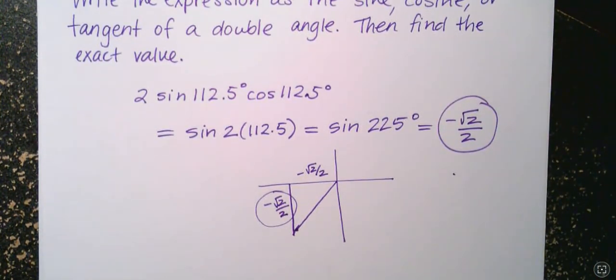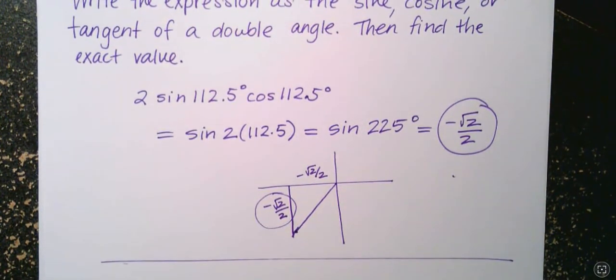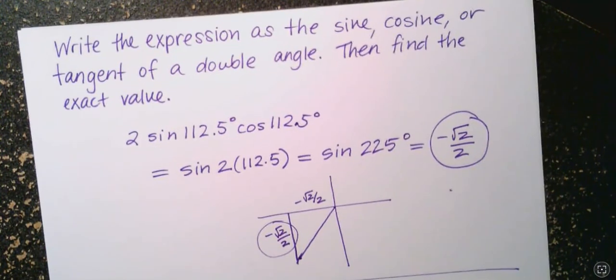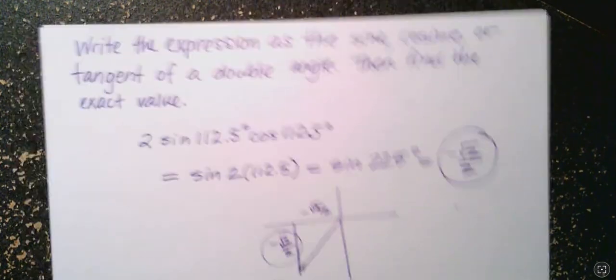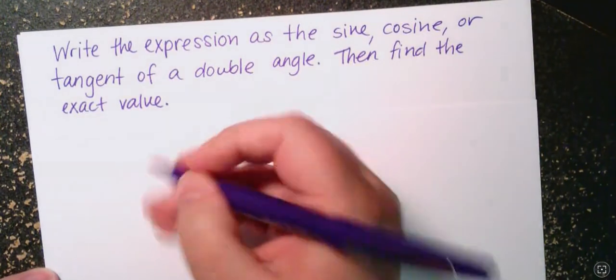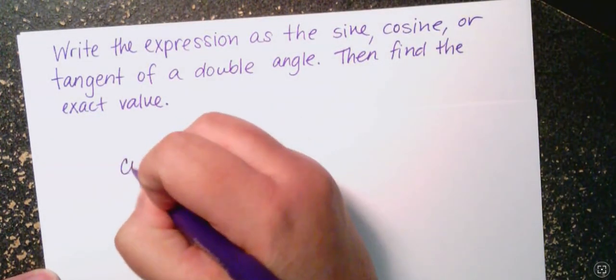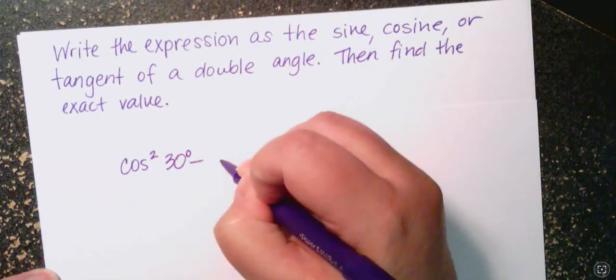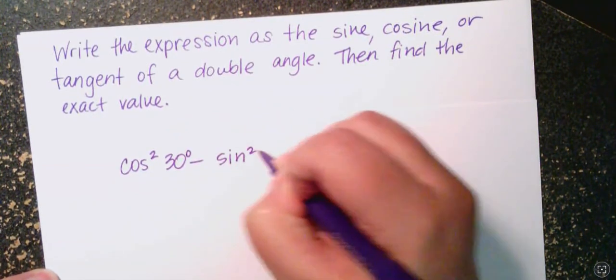All right, next two problems are very similar. We're given one to start with that looks like the right side of one of these formulas, one of these identities, and we have to recognize that and use the identity. So this time it's cosine squared of 30 degrees minus sine squared of 30 degrees.